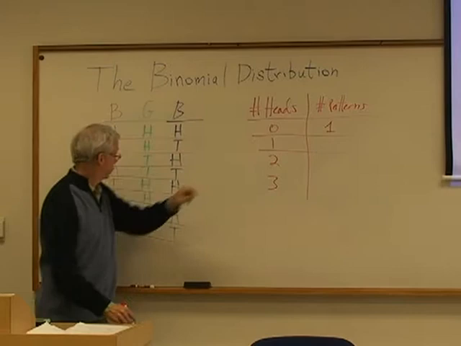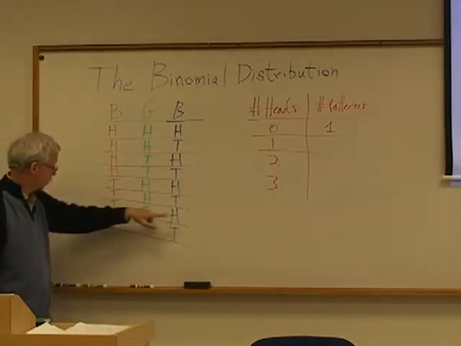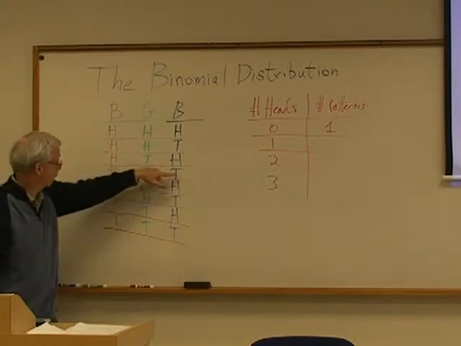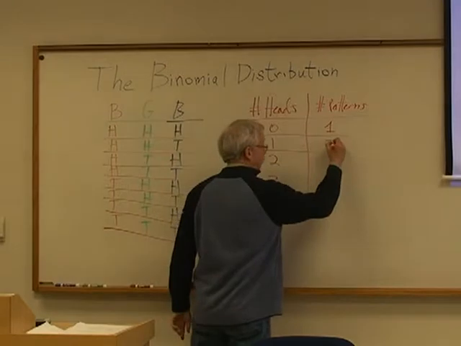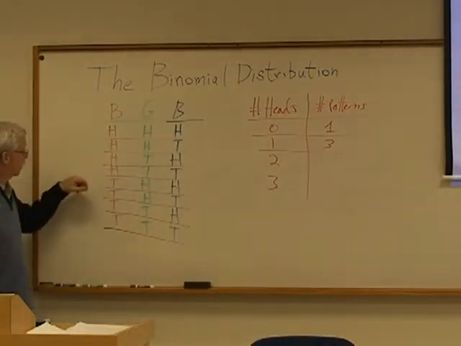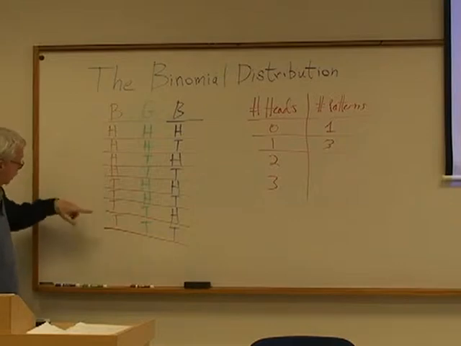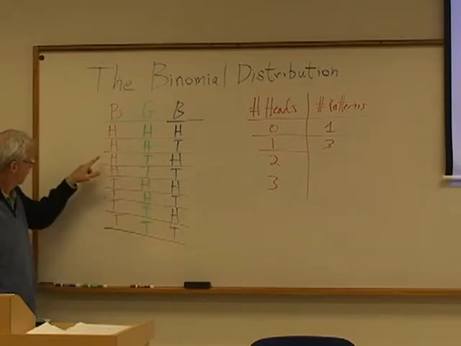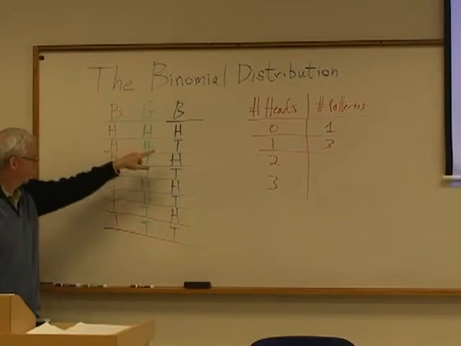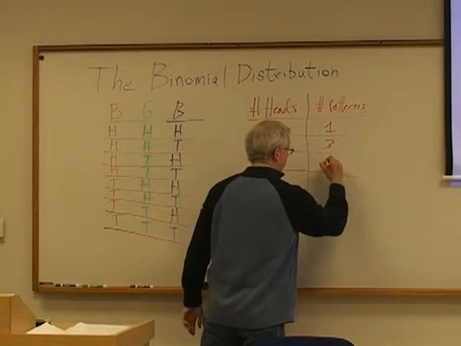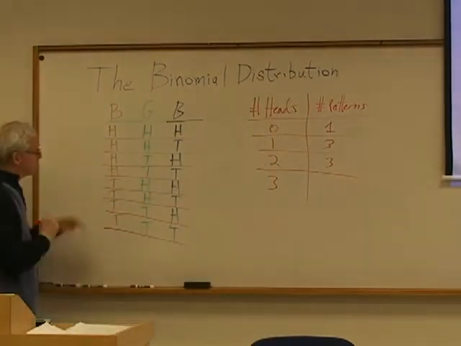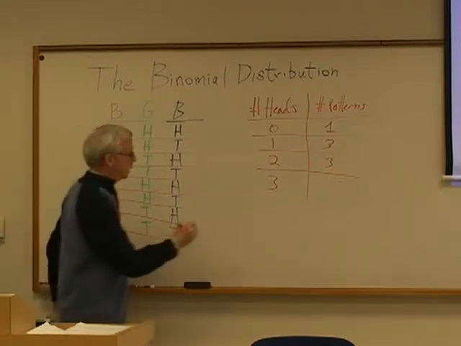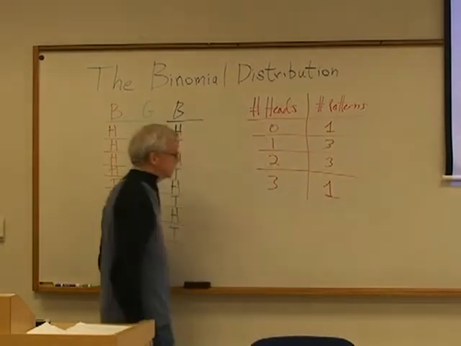How about 1 head? Well, starting from the bottom, this one has only 1 head. This one has only 1 head, and there's one more here that only has 1 head. There's 3 different patterns that contain exactly 1 head. How about 2 heads? Well, again, starting from the bottom, this is the first one that has heads, heads. That's got 2. This one's got 2 heads, heads. And this one's got 2. There's actually 3 different results, distinct results, that contain exactly 2 heads. And there's only one, all heads, that contains 3 heads.